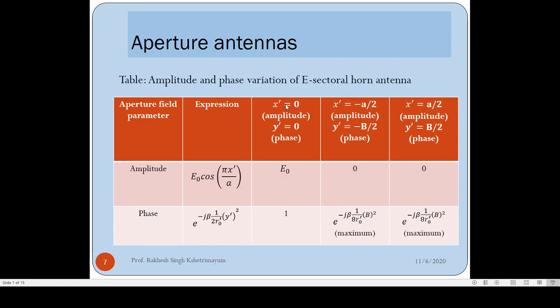How is the amplitude variation, E0 cosine of pi x dash by A? If x dash is 0, that is the center of the mouth of the horn antenna, we have the maximum electric field. At the two edges, minus A by 2 and plus A by 2, you have 0 field. How about the phase variation? Phase is varying with respect to y dash. When y dash is 0, that is at the center of the mouth of the horn antenna, we don't have any phase variation. This becomes 1. When you are going to the upper end and lower end of the mouth of the horn antenna, you have the maximum phase variation. y dash will become minus B by 2 and plus B by 2.